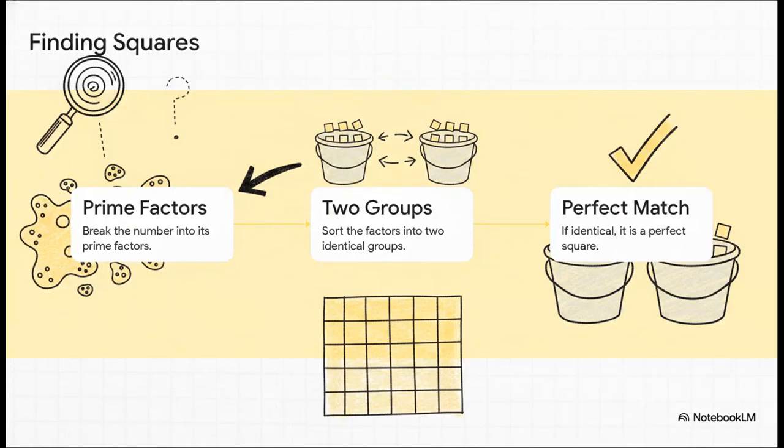But how do we know for absolute sure if a much larger number is a perfect square? Well, we pull out our magnifying glass and use a technique called prime factorization. This is our main detective method. Step 1, you break the big number down into its absolute smallest prime factors. Step 2, try to sort those factors into exactly 2 identical buckets. And step 3, if they match up perfectly, boom. Congratulations, you've got a perfect square.